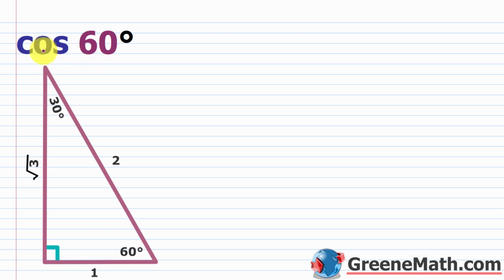If you see something like the cosine of 60 degrees, we already know from this special right triangle where we have 30 degrees, 60 degrees, and 90 degrees, if we want the cosine of 60 degrees, well, it's adjacent, which is 1, over the hypotenuse, which is 2, right? As a decimal, this is 0.5.